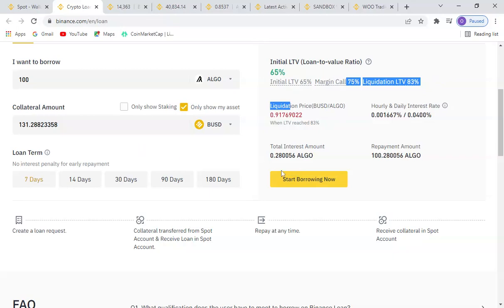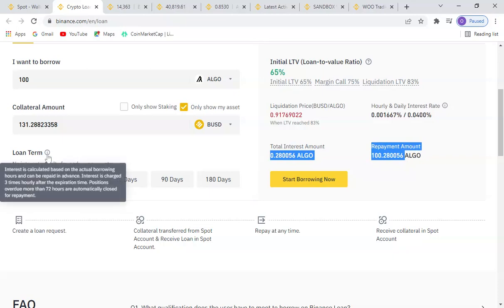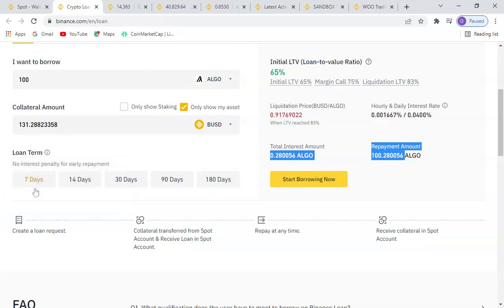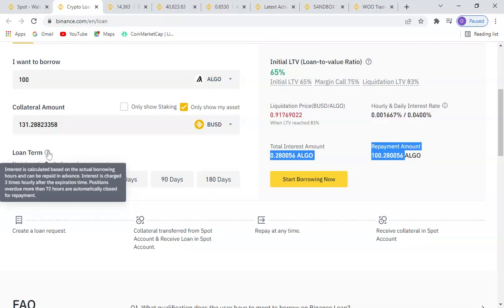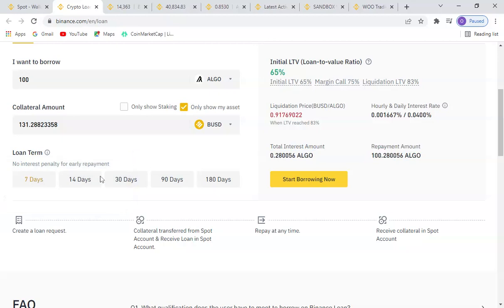Once you borrow this facility, we will need to pay an interest rate of 0.280056 and a repayment amount of 100.280056. Take note of the loan term. The interest is calculated based on the actual borrowing hours and can be repaid in advance. Interest is charged hourly after the expiration time, and positions overdue more than 72 hours are automatically closed for repayment. You can choose to borrow a crypto loan for 7 days or for 180 days, which is 6 months in a year.